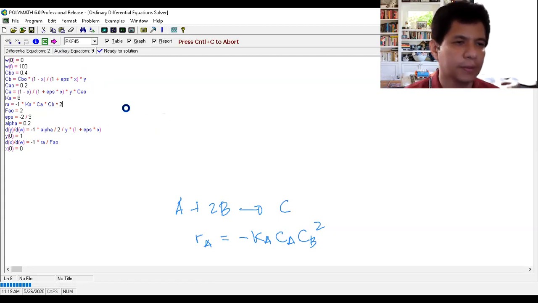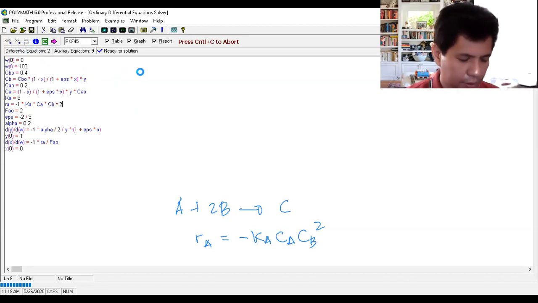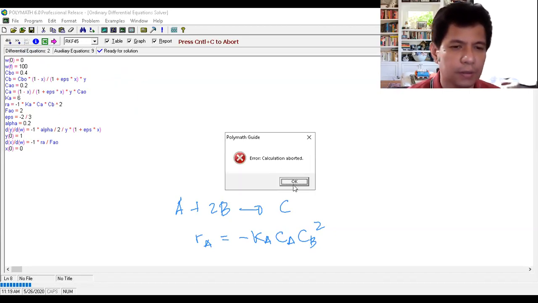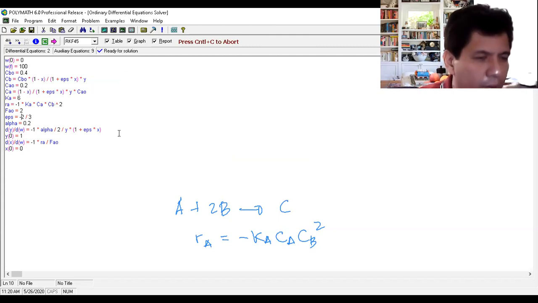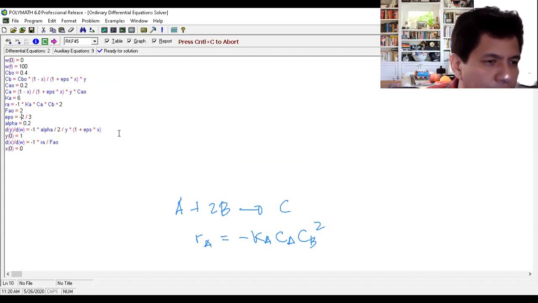So yun pa yung isa. Kailangan. Just use Control C to override yun. Ito pa yung isa, baka ayaw din yan nito. -2/3. Pero wala, hindi naman siya blue.